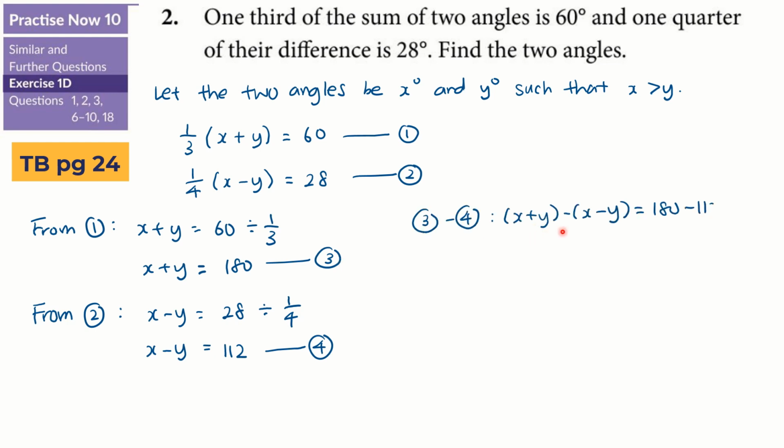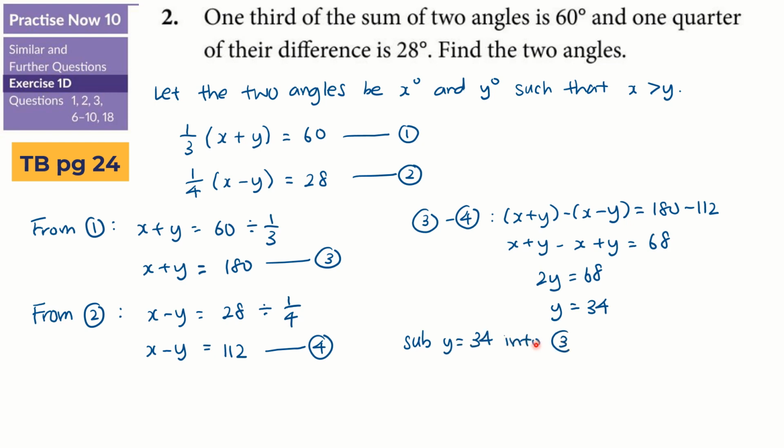And that will leave us with this. Upon expansion, I will be able to get this, and it simplifies to 2y equals 68. Therefore y equals 34. After that we will find our value of x by substituting y into either one of the equations. I substituted it into equation 3, and I have x plus 34 equals 180, hence x equals 180 minus 34, that is 146. So with that, we are able to find the two angles. The first angle is 146 degrees, the other angle is 34 degrees.